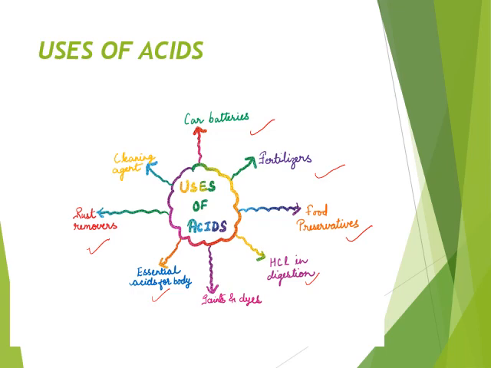Hydrochloric acid is used as a cleaning agent. It is used in homes for cleaning sanitary ware, windows and floors. Sulfuric acid is used in the manufacture of paints and dyes. So these are the various uses of acids.